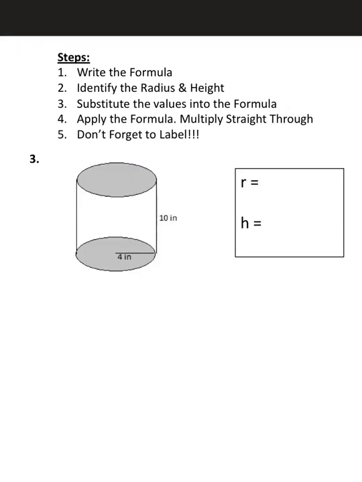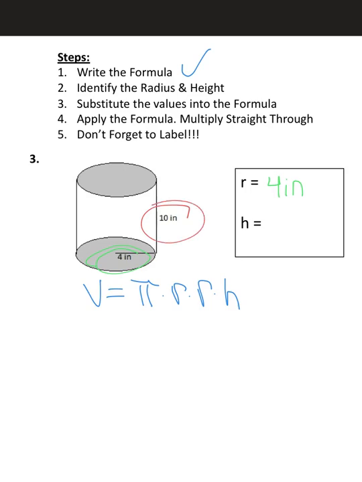All right, here we go. Example number 3. So we're just going to go through the steps. Step 1, write the formula. So our formula is volume equals pi times r times r times h. So we did step 1. Step 2 is to identify the radius and the height. Our radius is from the center to the edge, which gives us 4 inches. And our height is going to give us 10 inches, which is top to bottom. So step 2 is done.